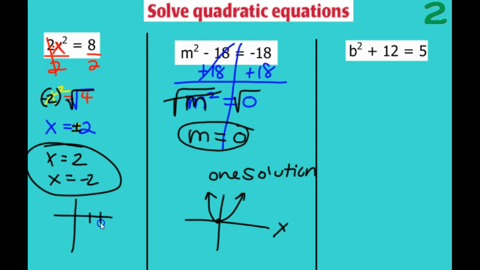This one back here crosses at negative 2 and positive 2. So this graph might look something like that. All right, let's keep going.